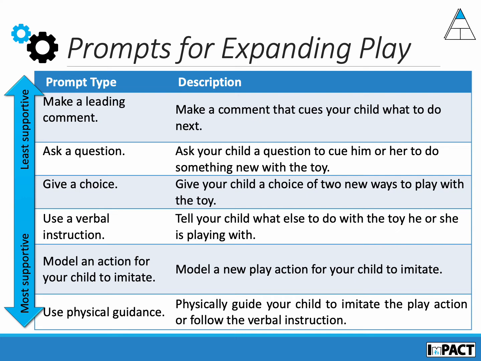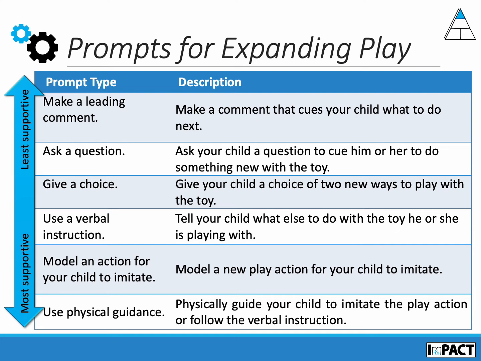If your child has difficulty responding to an open-ended question, you can give your child a choice between two new play actions. For example, say, "Should Elmo eat or go to sleep?" This gives your child ideas of other ways to play, but allows him or her to choose the play sequence or type of play that will be added.